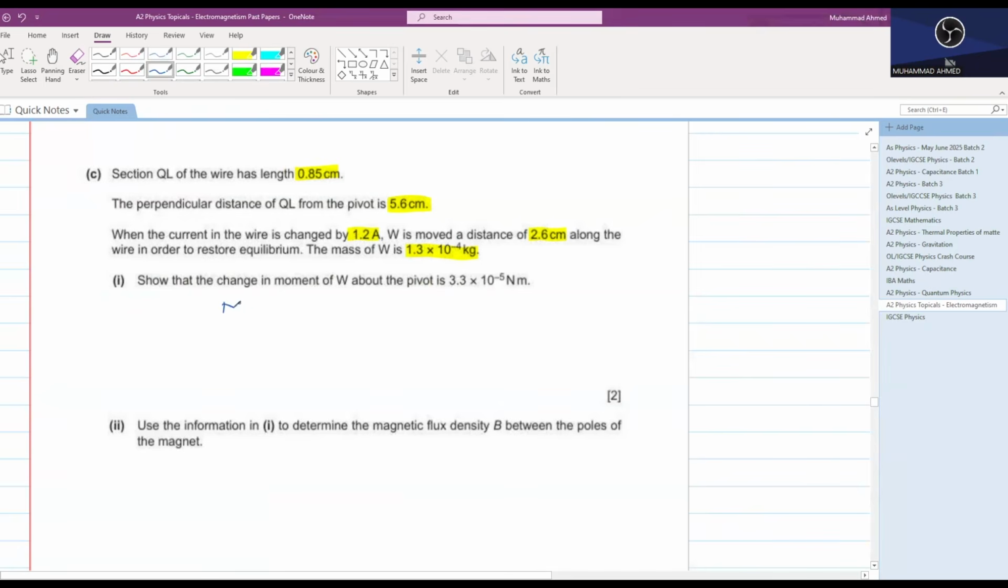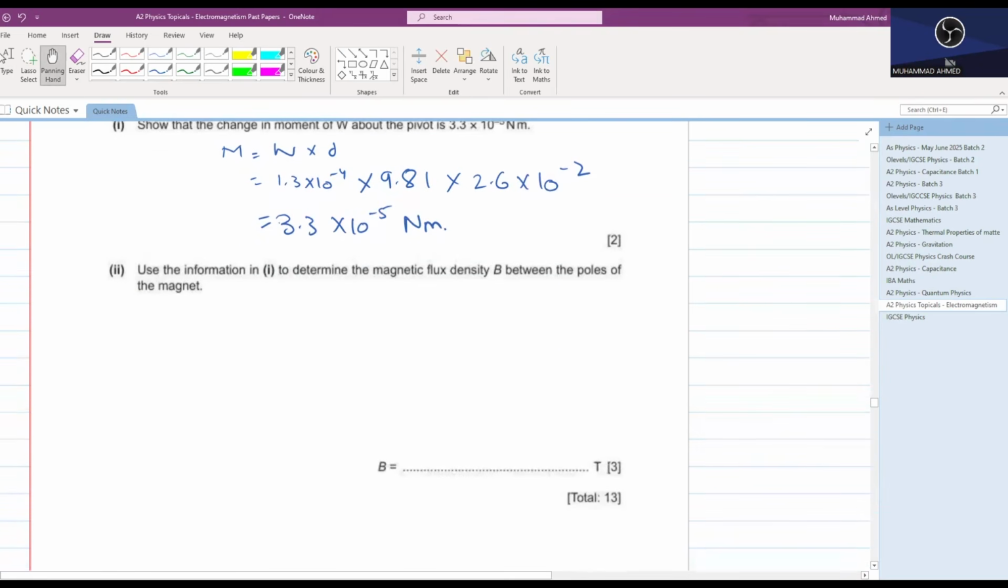So moment is equal to what? Weight into the distance moved. What is your weight? 1.3 into 10 raised to the power of minus 4 multiplied by 9.81, multiplied by the distance, which is 2.6 centimeters. So 2.6 into 10 raised to the power of minus 2. What will this moment come out to be? 3.3 into 10 raised to the power of minus 5 Newton meter. Okay. Let's further move ahead.